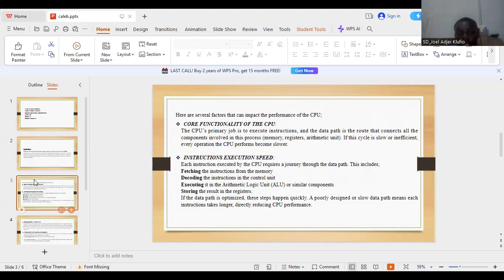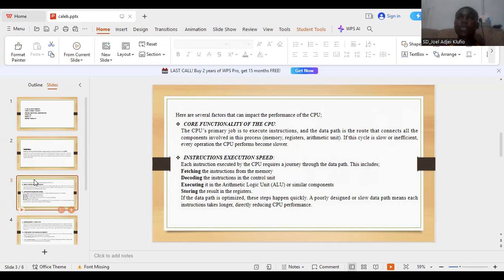Each instruction executed by the CPU requires a journey through the data path. These steps include fetching the instruction from the memory, decoding the instruction in the control unit, and then executing it in the arithmetic logic unit or a similar component, and then storing the result in the registers. The instruction can be fetched from the registers because registers are very fast. The CPU normally works with registers because they are very fast, while the RAM is slow when it comes to accessing instructions.